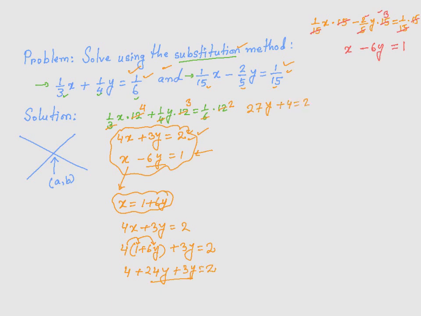I subtract 4 from both sides. Then I get 27y on the left, the positive 4 and negative 4 cancel out, is equal to negative 2. Then I divide both sides by 27. That gives me y, the 27s cancel out, is equal to negative 2 over 27. And that's my y.